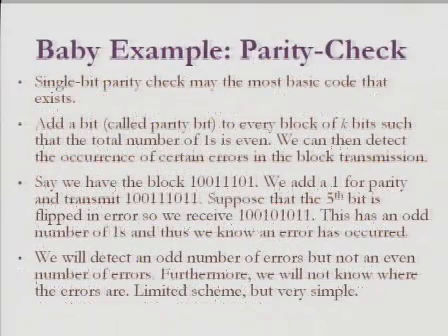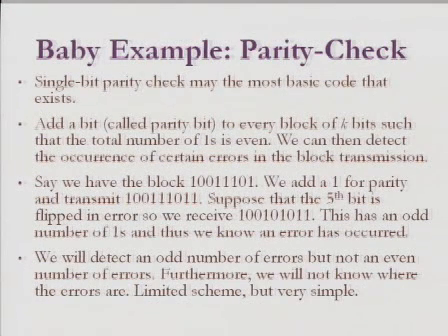I took you through this baby example of the parity check, where you take a group of bits and add one more bit, so that the total number of ones in the block is either even or odd. That's a very old code, and it's limited. It allows you, for example, to detect an odd number of errors. But it's very simple, so it's a very easy way of getting some protection against errors. It doesn't allow you to correct errors, but you can detect certain errors when they occur.